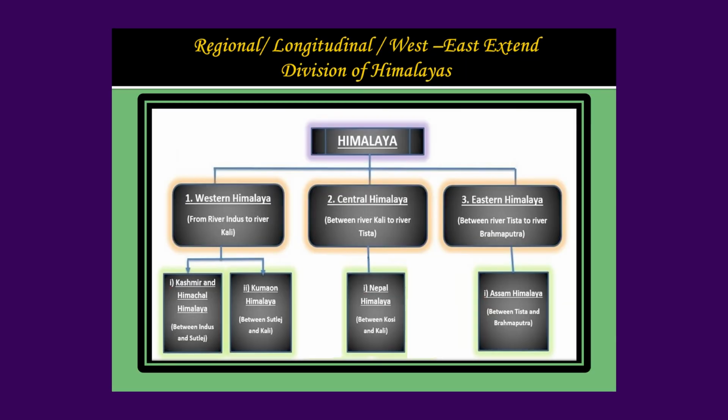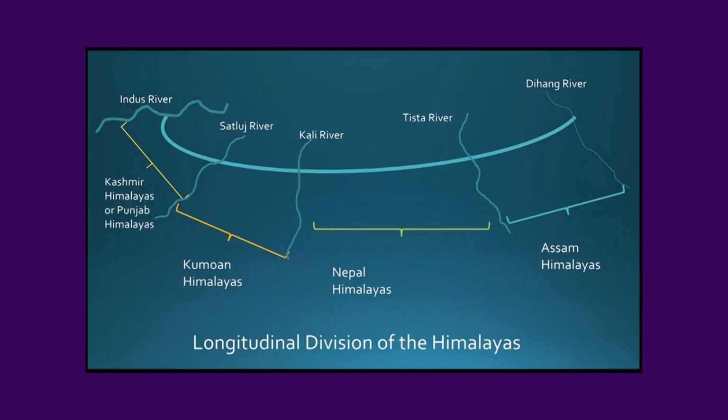The first one, the Kashmir or Punjab or Himachal Himalayas. The second one is the Kumaon Himalayas. The third one is the Central or Nepal Himalayas. The last one is the Assam or Eastern Himalayas. These divisions are mainly demarcated by rivers. The extreme northwest lies between the Indus and Satluj, traditionally known as the Punjab Himalayas, but regionally it is also known as the Kashmir or Himachal Himalayas.